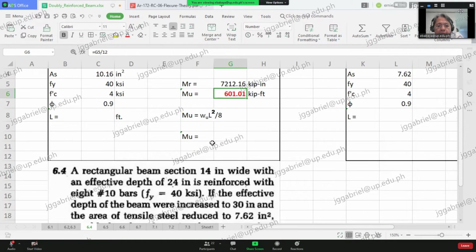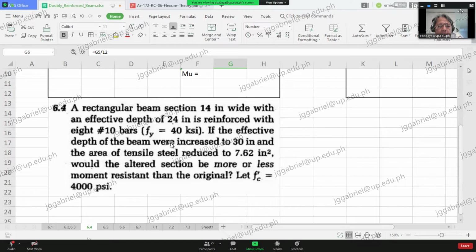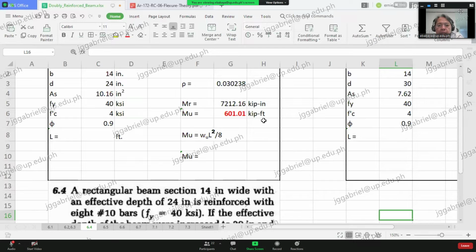Okay, now it is asking if the effective depth of the beam were to increase to 30. So from 24, magiging 30, and then mare-reduce yung area to 7.62. What will happen? Okay, now we will just observe the change in the resisting moment, or the ultimate moment that it can carry.